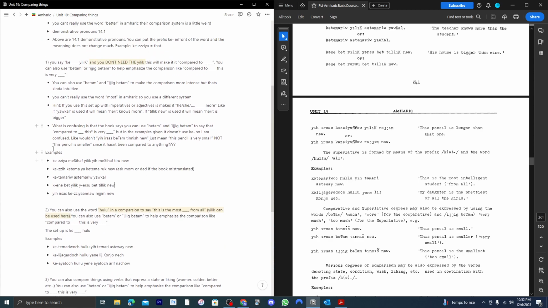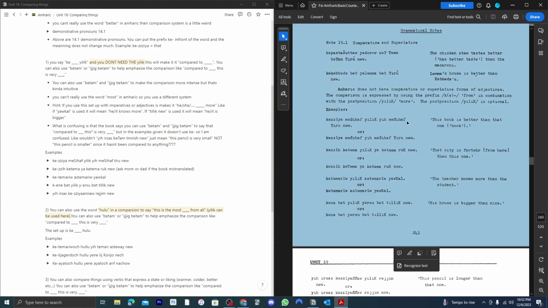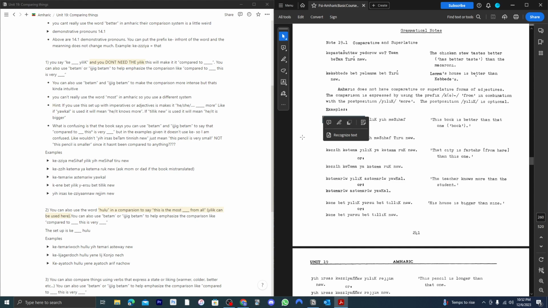So let's just do some examples, right? Up here. Let's do it over here. Kazia Mesaf. I would translate it as compared to this textbook, and Yillik is used here, but you don't have to use it. So Kazia Mesaf Yillik, compared to this textbook, this book is better, or is good. This book is better than that one, right? So I know this book is the one that's actually better because ultimately this is going to describe the state of this book, and it will be compared to this book. So kind of weird. Maybe the next sentence.